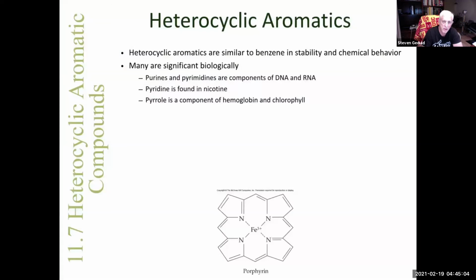Okay. So heterocyclic aromatic compounds are similar to benzene because of their stability and chemical behavior. A lot of them are biologically active. Your purines and your pyrimidines are components of DNA and RNA. We're going to go over a lot of those in chapters to come too, the purines and pyrimidines. We're going to get into a lot of detail in DNA and RNA and how they work in the body and how they cause mutations, how they cause different functions.